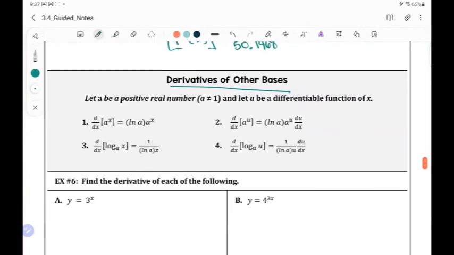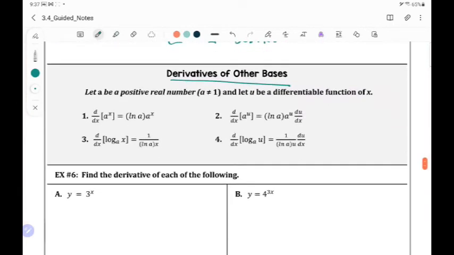Now here's the part where I said that the lesson gets a little bit weird. We're suddenly going to be doing something totally unrelated to inverses. This is different types of derivatives that we haven't done, and they're all different examples of natural logs, or logarithms or exponential functions. Let a be a positive real number, a cannot equal 1, and let u be a differentiable function of x. Because they're talking about like u substitution. You'll see in here like this is a u. It just means that there's an expression or a function there. So let's look at these examples.